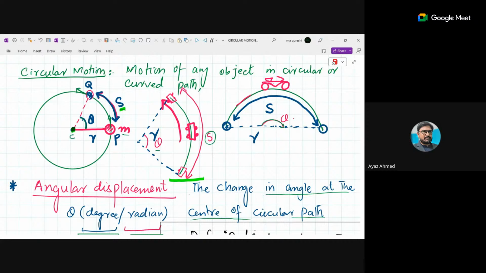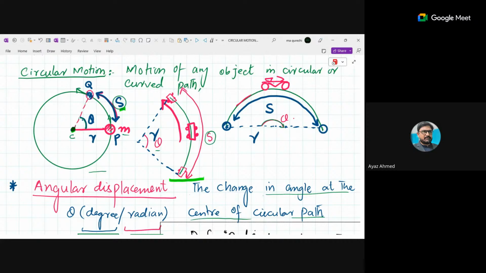As this object moves on the boundary of the circular path, it travels a distance which is called the arc length. Meanwhile, there is a change in the angular displacement, which is called theta. I have mentioned three diagrams here. In diagram number 1, the arc length is very small, so theta is small.